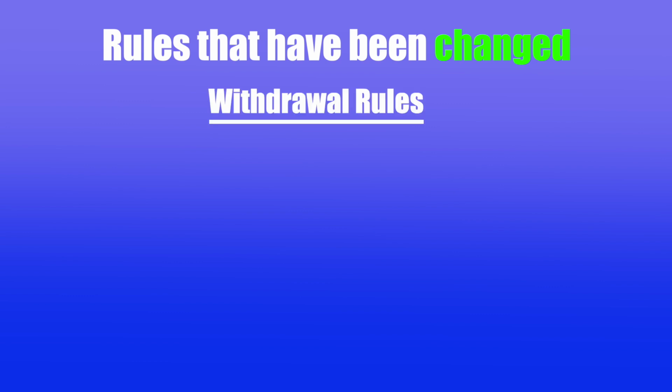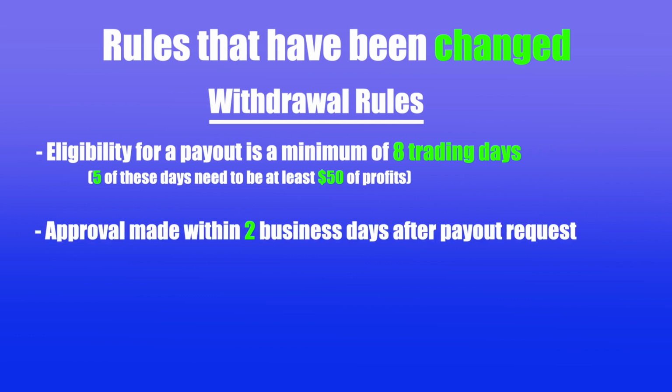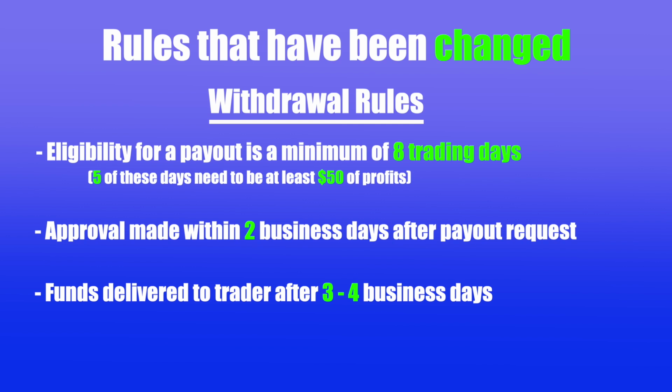Apex now only requires 8 days of trading, 5 of which need to be at least $50 profits, which is completely doable. So once you meet the 8 days, you can request a withdrawal immediately. No more having to wait for the request period window, which I know a lot of people found inconvenient. Once a withdrawal request is submitted after 8 trading days, approval is usually made within 2 business days, and then the funds are usually delivered within 3 to 4 business days thereafter.